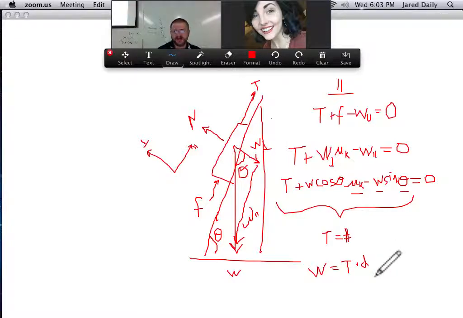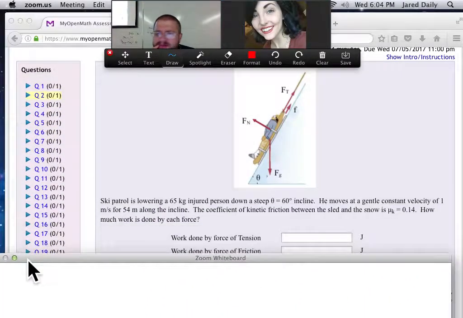Do they tell you how far they lower it down? Yeah. Okay. 56. So then you'll use this equation to solve for t, and then the work done by t will be t times the distance lowered. And then times the, is it going to be cosine in this situation? Do they tell you the distance along the cliff, or do they tell you the distance along the vertical? Along the line. Let's see, what do they say?